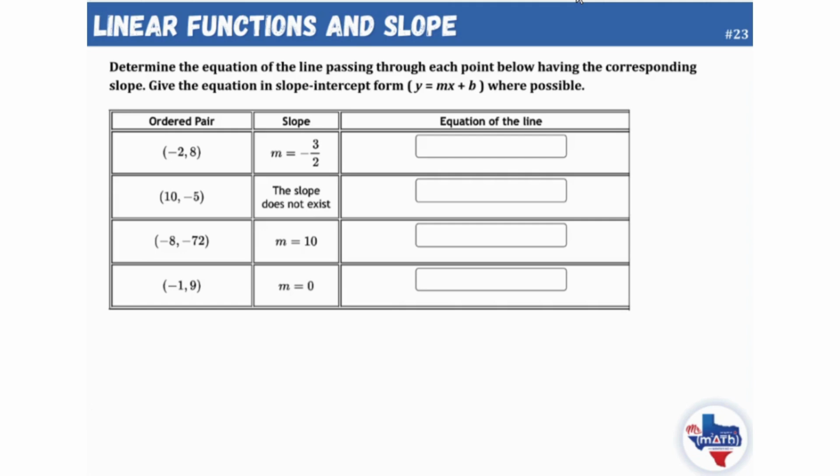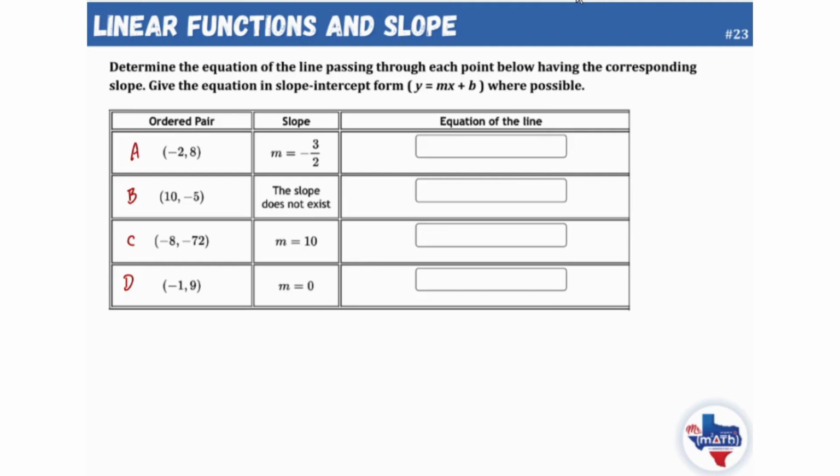Today we're talking about linear function and the slope. Okay, so we have some conditions on this table and we need to find the equation of the line. We're going to solve part by part, so I will put letters A, B, C, and D just to reference what we are solving. For part A, we have a point and we have a slope.